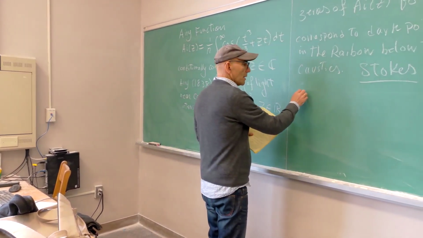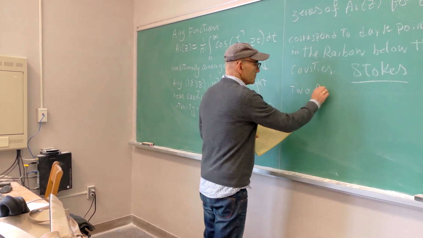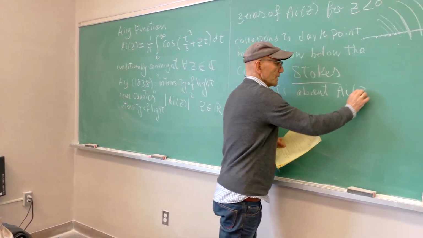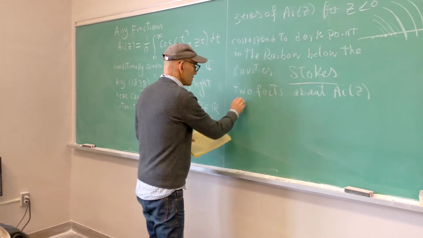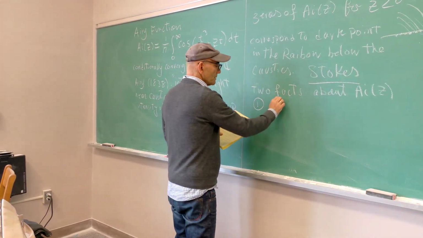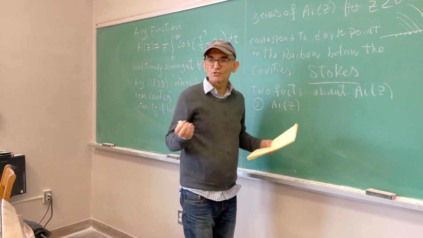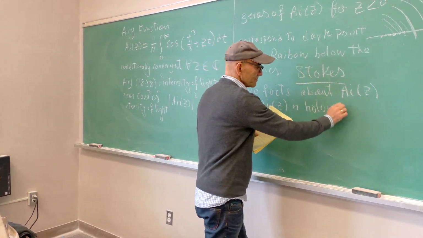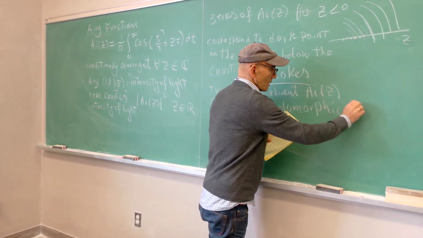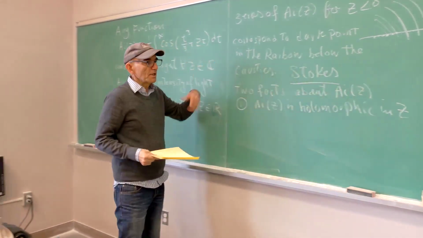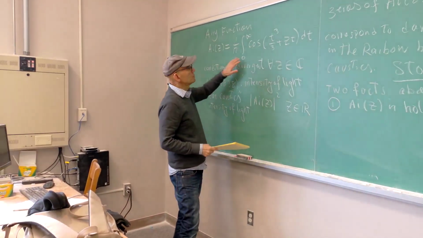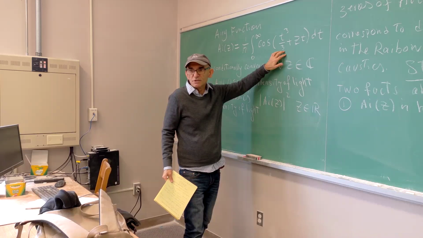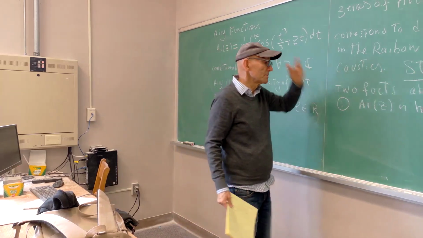So first of all, two facts about the Airy function. The first fact is that Ai of z is a holomorphic function in z. Which again, as I said several times today, is very difficult to prove using this definition, because you cannot differentiate this function. It's illegal to differentiate this. So that's one thing.